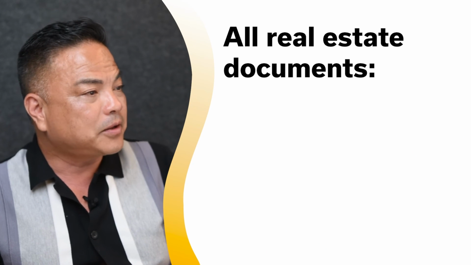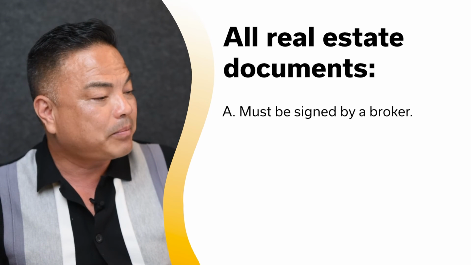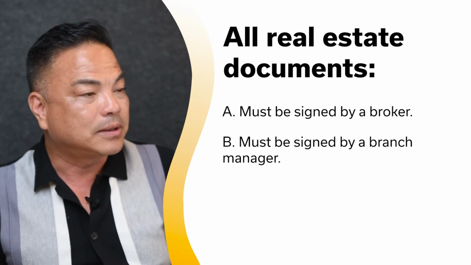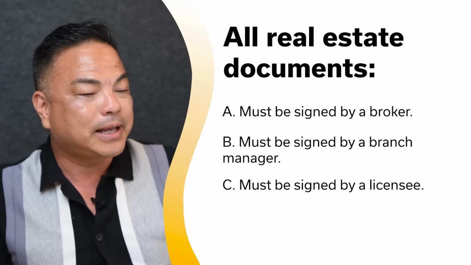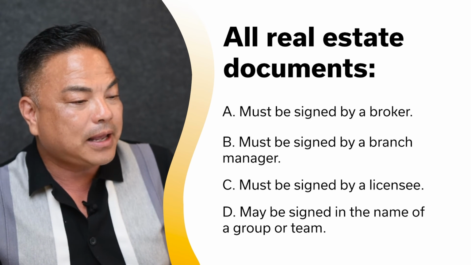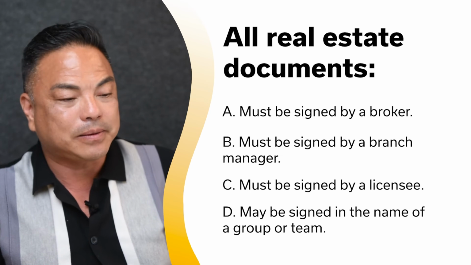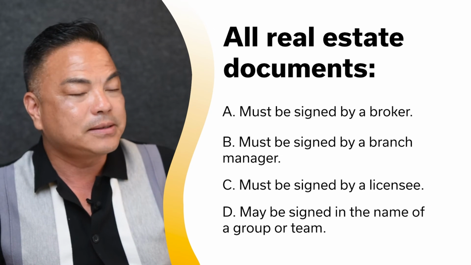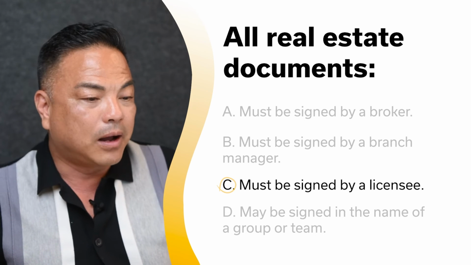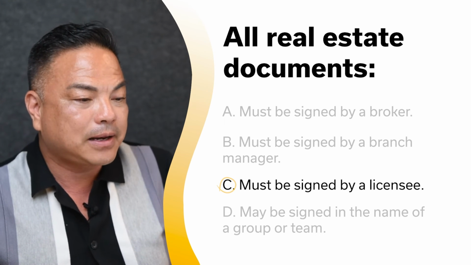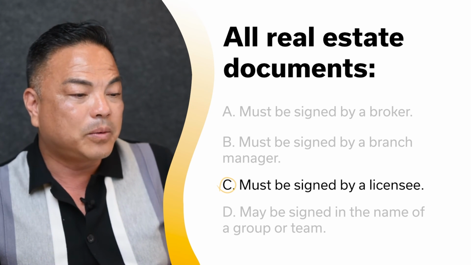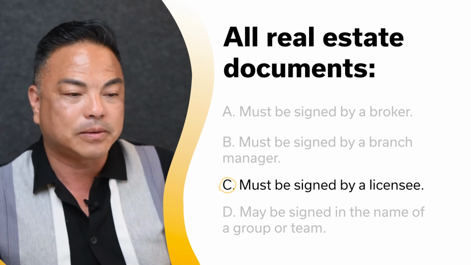All real estate documents: A, must be signed by a broker; B, must be signed by a branch manager; C, must be signed by a licensee; D, must be signed in the name of a group or team. And the answer is C as in Charlie, must be signed by a licensee. All real estate documents must be signed by a licensee. It is not necessary that it always be the broker or associate broker.